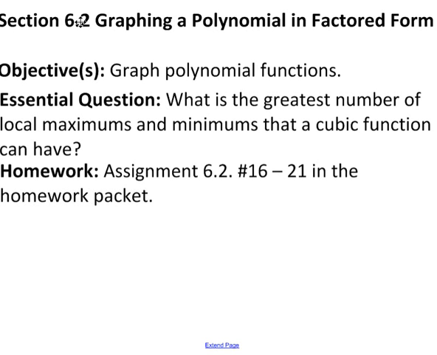Hey, we are here with section 6.2. We're going to be graphing our polynomial functions just like last unit, except this time we're going to get a little bit more detailed. So in 6.1 you were looking at things like y equals x to the fourth plus 2x cubed and a whole bunch of other stuff.